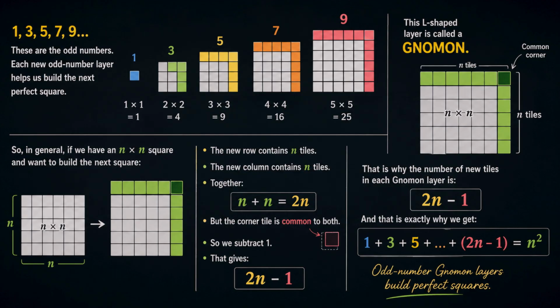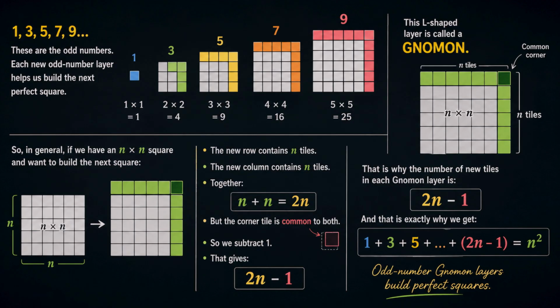So in general, we have an n times n square and want to build the next square. The new row contains n tiles. The new column contains n tiles. Together, n plus n equals 2n. But the corner tile is common to both, so we subtract 1. That gives 2n minus 1. That is why the number of new tiles in each Gnomon layer is 2n minus 1.